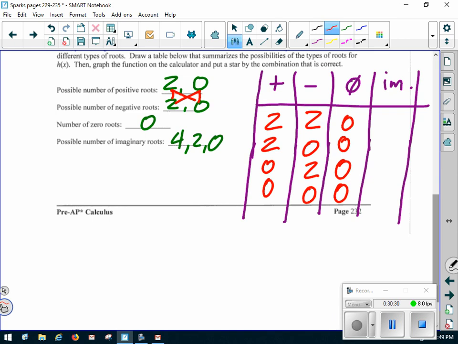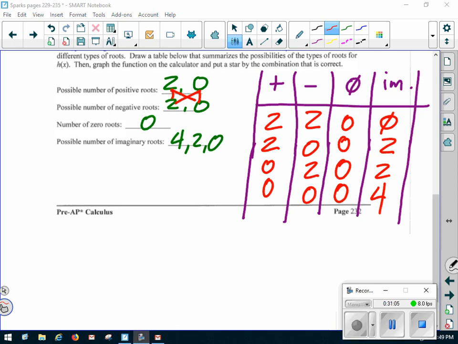But what does each row have to add up to give you? 4. Because that's the degree of the polynomial, right? This row, the first row, if this is the case, Mason, would you answer that? If we have 2 positive real roots and 2 negative real roots and no 0 roots, how many imaginary roots do we have? 0. Wouldn't have any. What about this next row? 2. 2. 4. Okay.